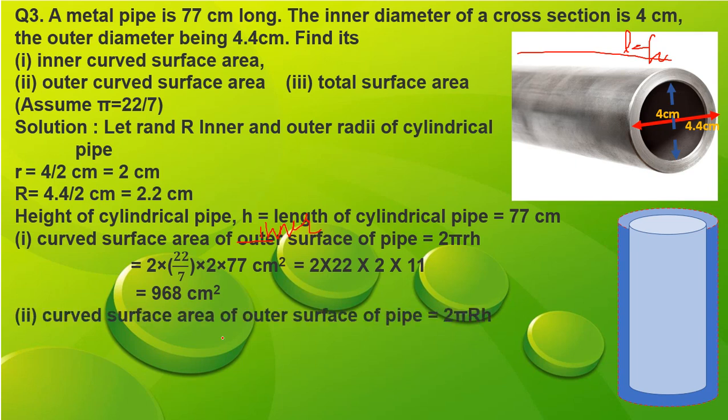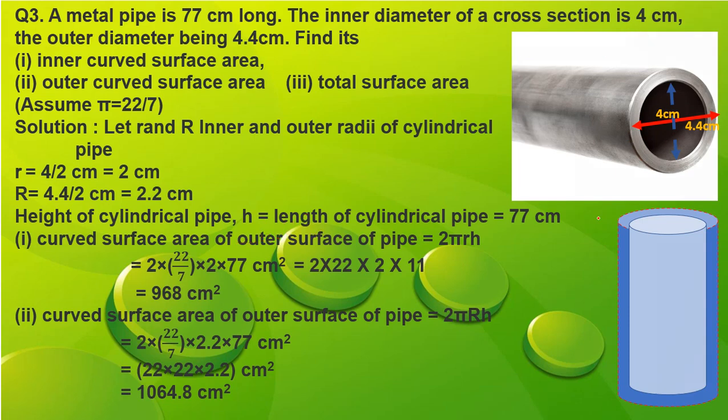Similarly we can find the curved surface area of the outer surface. The formula is the same, the only difference is the radius, as it is the outer surface, that means we have to consider the outer radius, so it is 2.2 centimeters. So put the value here and simplify it, we get 1064.8 centimeter square is the outer curved surface area of the cylinder.